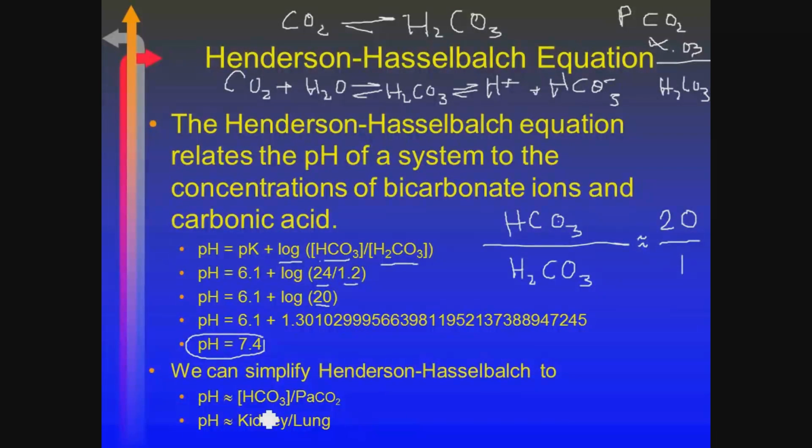Make life simple. We can just say that pH is related to the bicarbonate concentration divided by the PCO2. Or stated another way, bicarb is regulated by the kidney, PCO2 is regulated by the lung. So those two organs are critical for acid-base balance. That's the way we're going to regulate the pH level within the body, either through the kidney or through the lung.